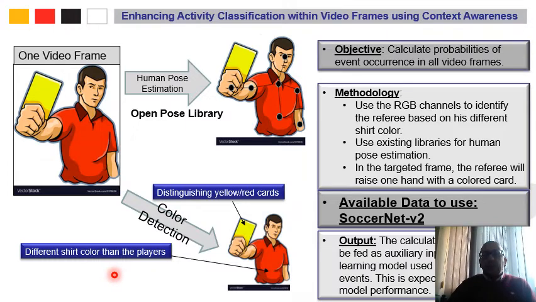So this is the objective, to make our classification smarter and more accurate by introducing context, or adding additional information other than the RGB information that is used in the current model. So this will be done also using Python and machine learning libraries.